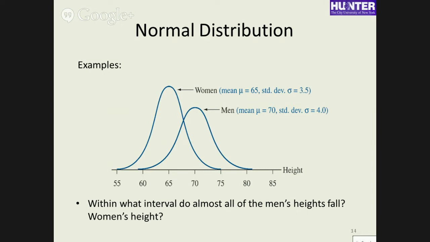We'll get to it. So here's a real life example, heights of men and women. In the US, women have approximately a mean of 65 inches and men 70, with a standard deviation for women of 3.5 and for men of 4. So it's shifted over to the right and a little bit wider for men.